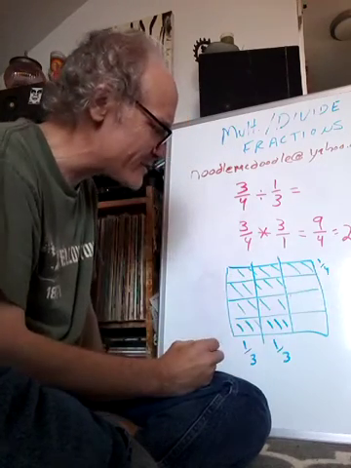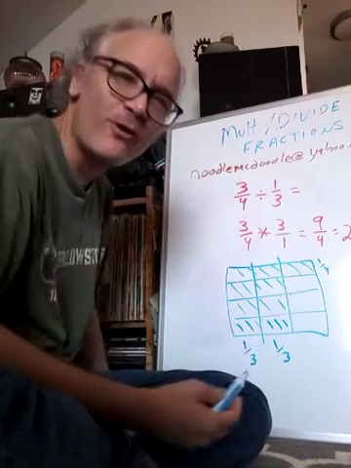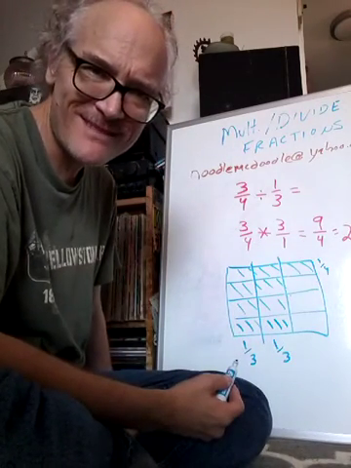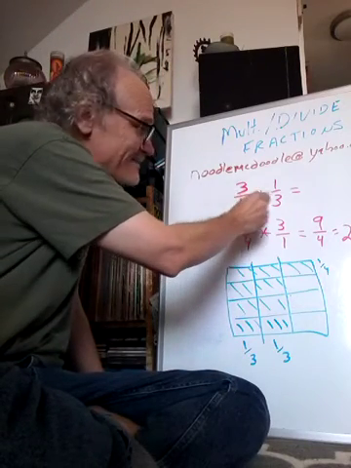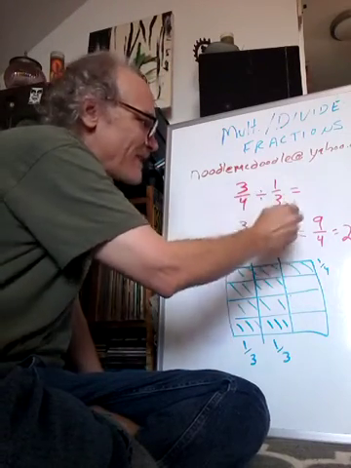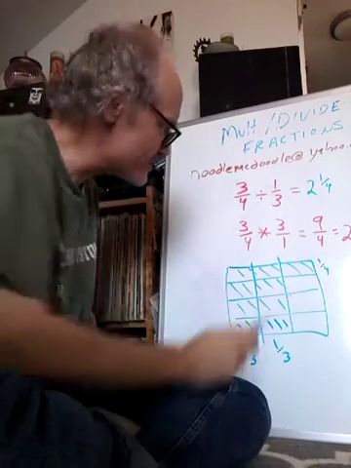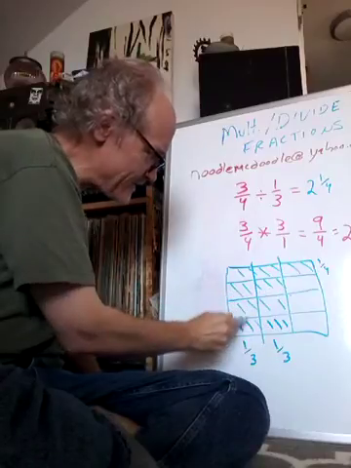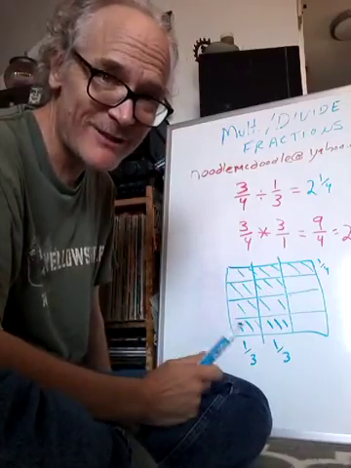So how many thirds do I have? I have 1, 2, and a fourth. 2 and a fourth thirds, right? So I took 3/4, I divided it into thirds, and I'm left with 2 and a fourth, or 9/4. 1, 2, 3, 4, 5, 6, 7, 8, 9. Yeah, a little tricky. You can do it.